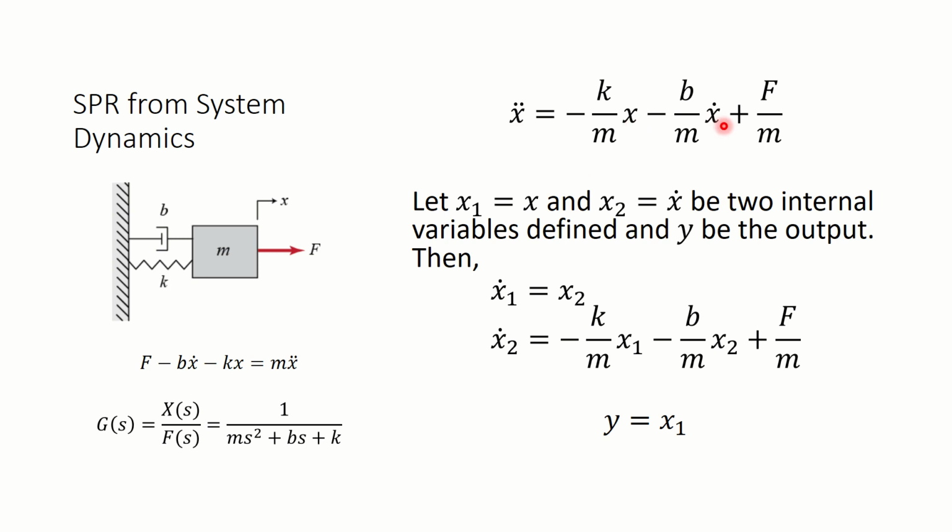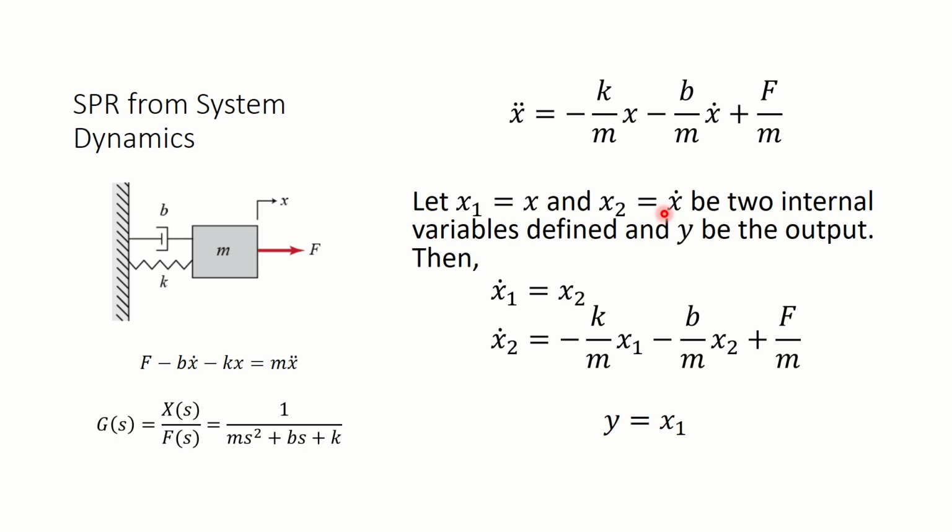The other derivatives of the variables which are present on the right hand side, we generally assign as the states. So we take x1 as x and x2 as x dot. These are the two states we defined, and by this definition you can see that x1 dot becomes x2. After the definition of the states, what is our next task?